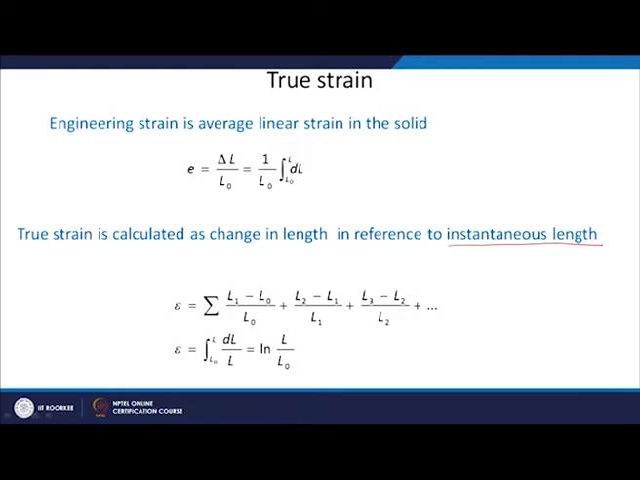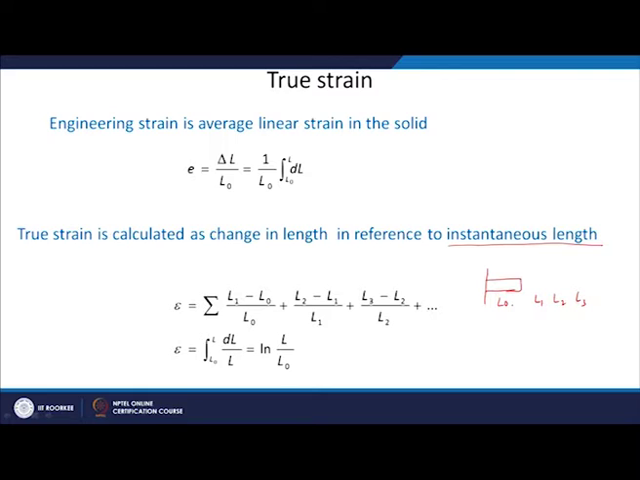Now, if you look at the summation, initially the length is L naught and in subsequent deformation it is becoming L1, L2, L3. So, for each of these increments, it will be L1 minus L naught divided by L naught, then L2 minus L1 divided by L1, then L3 minus L2 divided by L2, that should be the summation.